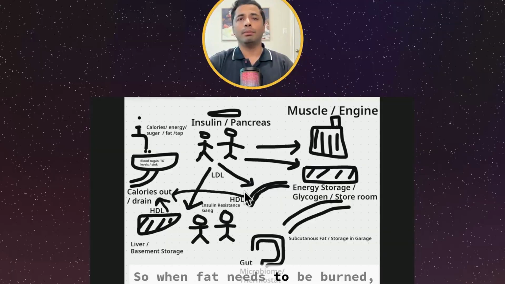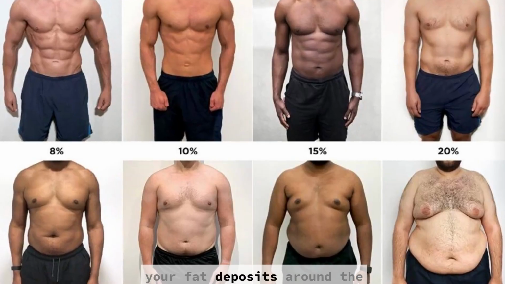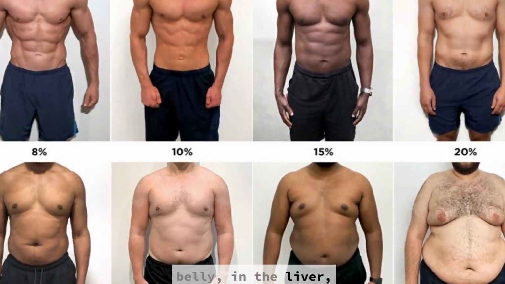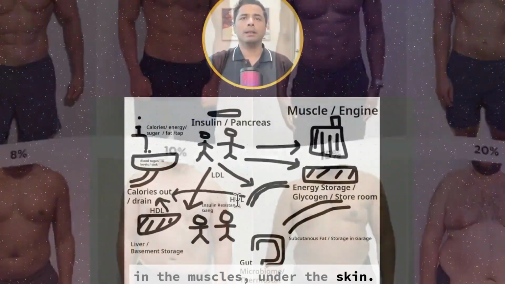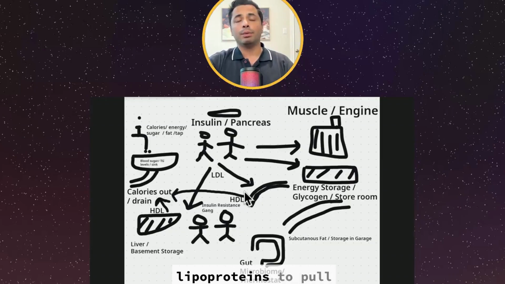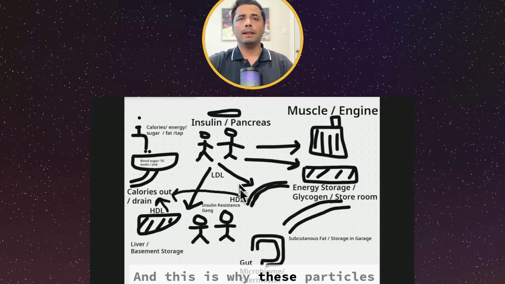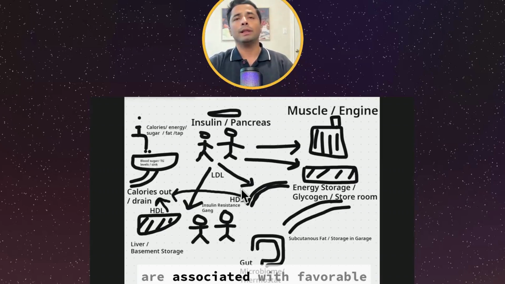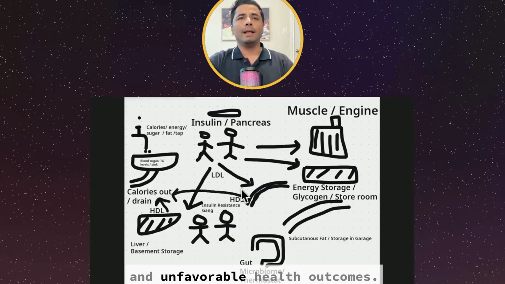So when fat needs to be burned, fat needs to be removed from your fat deposits around the belly, in the liver, in the muscles, under the skin. This is when your body needs to recruit high density lipoproteins to pull the fat out. And this is why these particles are associated with favorable and unfavorable health outcomes.